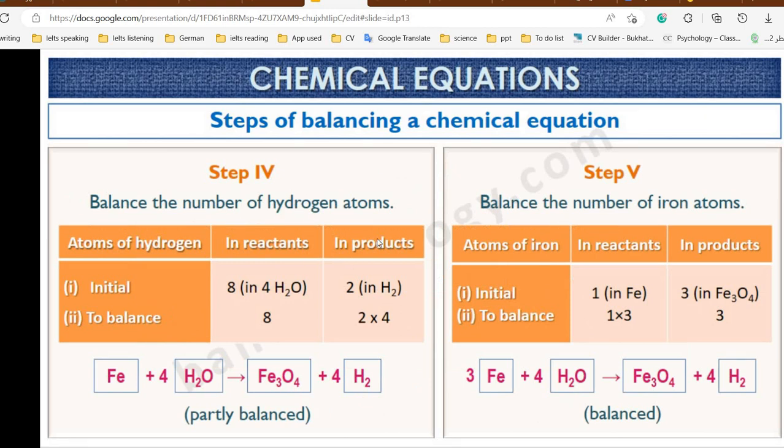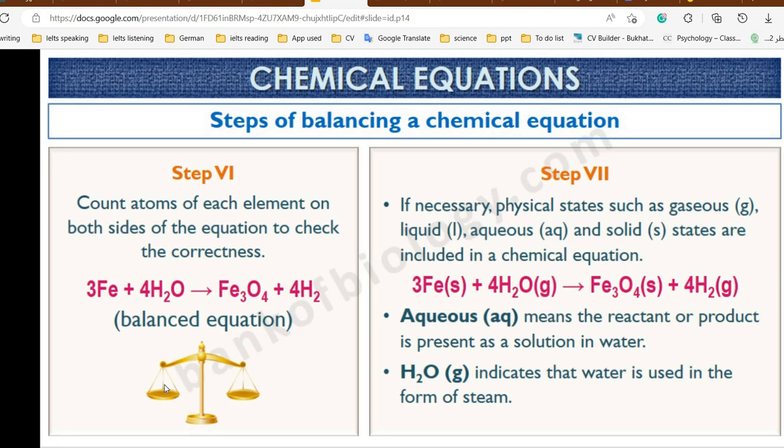Step 2, balance the number of hydrogen. We have 2 hydrogen here, but here we have 4. So 4 times 2 will be 8, and here we are going to put 4, so it will be balanced. Balance the iron. Here we have Fe and Fe3, so here we put a 3, so it will be balanced now. Count the atoms of each element on both sides to check correctness.